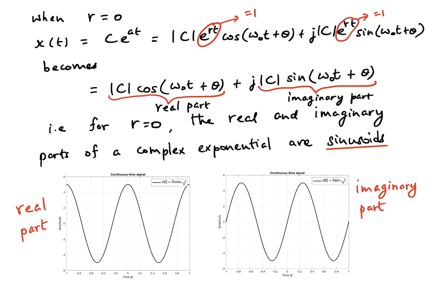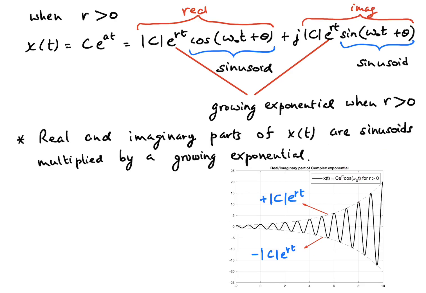Next, we are going to see what becomes of this complex exponential x of t when we set the value of r to be some positive value, that is r greater than 0. So we see what is going to happen to the waveform or the signal x of t. When r is positive, the complex exponential signal has this form: magnitude of c e power rt cosine omega naught t plus theta, plus j magnitude of c e power rt sine omega naught t plus theta.